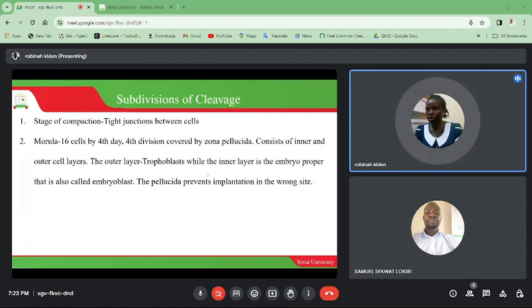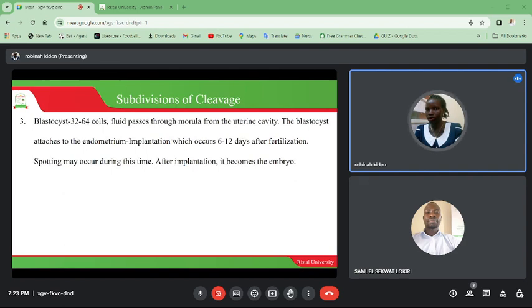The outer cell layers are the ones known as the trophoblasts, whereas the inner cell layers are known as the embryo proper, also called the embryoblast. So the pellucida prevents implantation in the wrong site. After that, we have the blastocyst, which contains around 32 to 64 cells, and fluid passes through the morula from the uterine cavity.